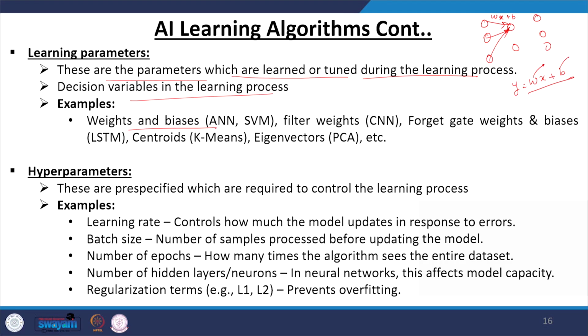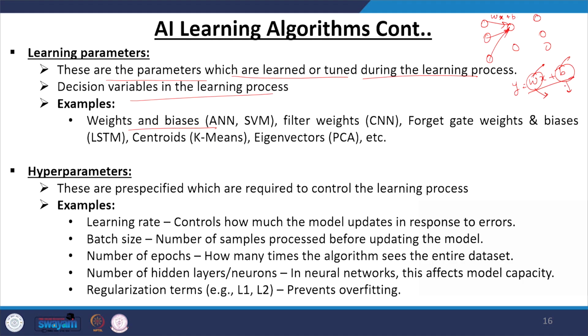So, it will learn this W and this B value. If your W and B values are learned properly and your training is good, then you can use that same W and B value for test data, and you will get a good result.